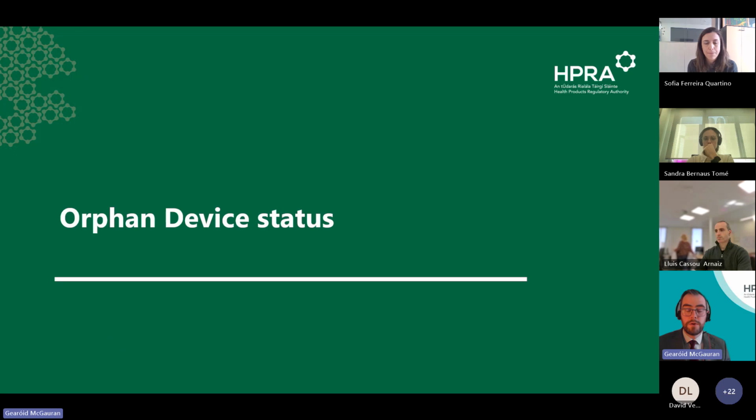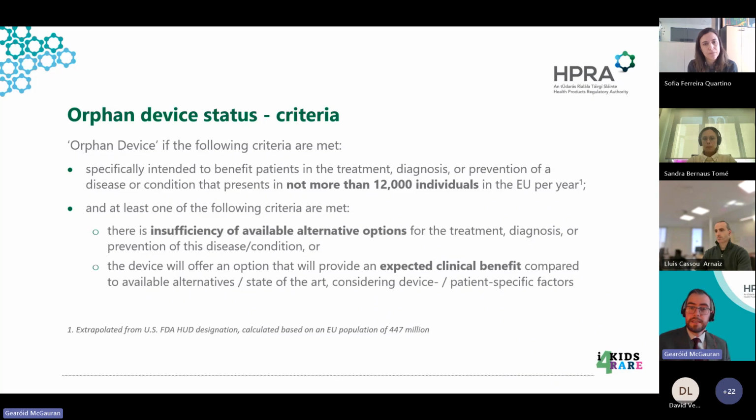So just to speak on the orphan device status. A device can achieve orphan device status if it meets two specific criteria, one quantitative and one qualitative. The first quantitative criterion specifies that it must be specifically intended to benefit patients in the treatment, diagnosis, or prevention of a disease or condition that presents in not more than 12,000 individuals in the EU per year.